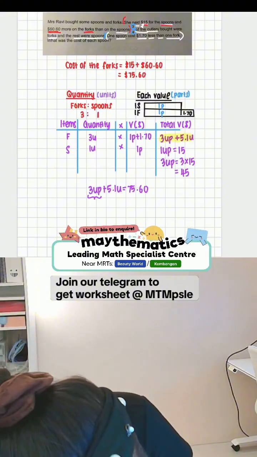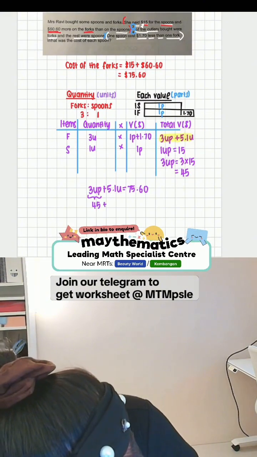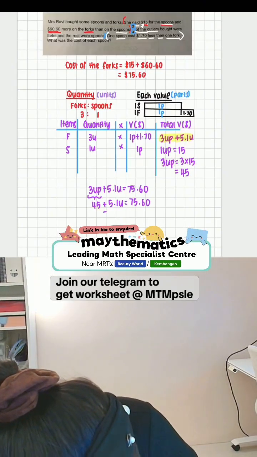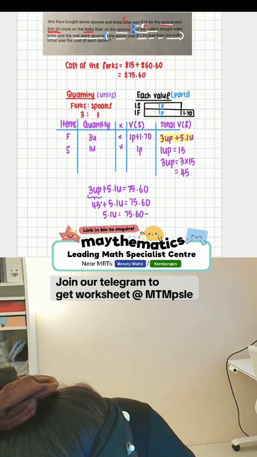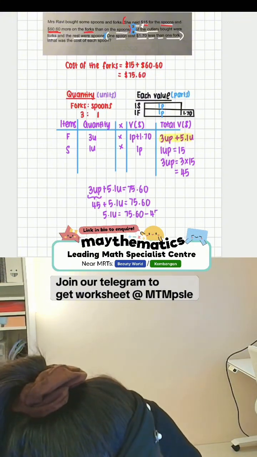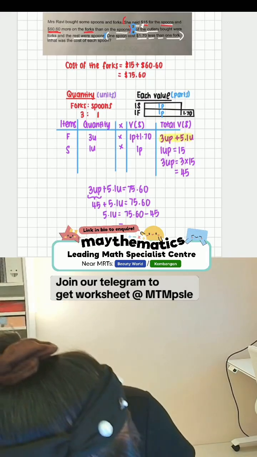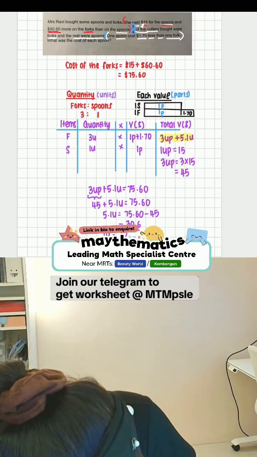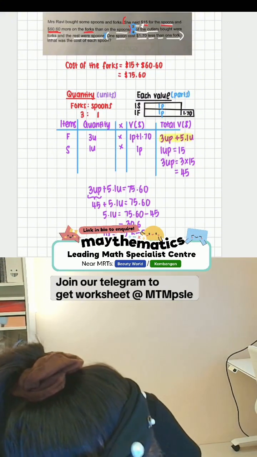Okay, substitute this. 3 UP is 45. So replace this 3 UP with 45 plus 5.1 unit is 75.60. So 5.1 unit, you will take 75.60 minus away the excess of 45 on the left side. So 75.6 minus 45, you will have 30.6. So to find 1 unit, you will take 30.6 divided by this number in front, which is 5.1.